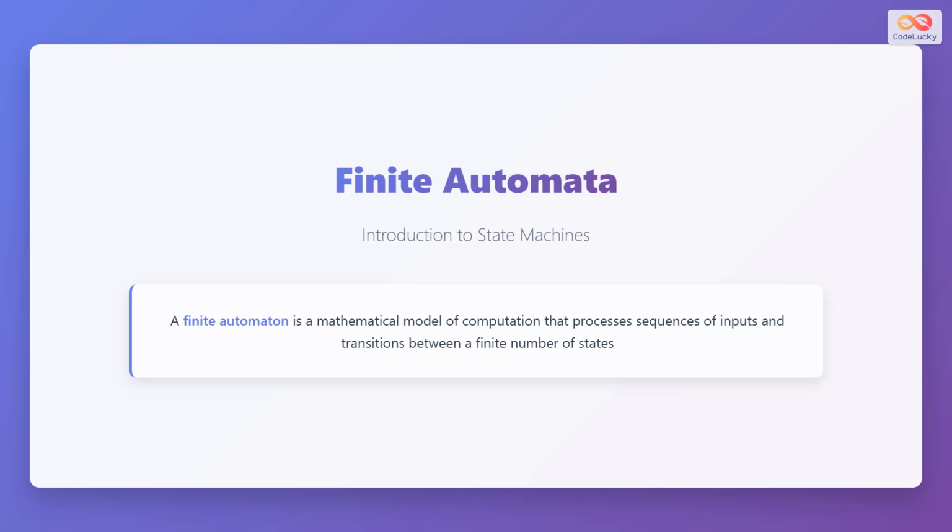Let's dive into the world of finite automata. Finite automata are a fundamental concept in computer science, especially in the theory of computation. They serve as a simple but powerful model for understanding how machines process information. In this video, we will explore what finite automata are, their components, and how they are used. A finite automaton is a mathematical model of computation. It processes sequences of inputs and transitions between a finite number of states.